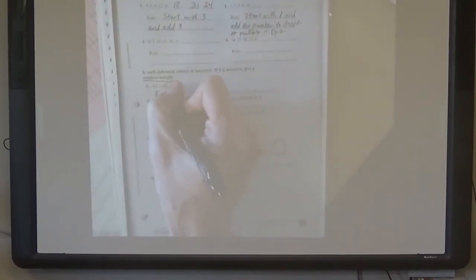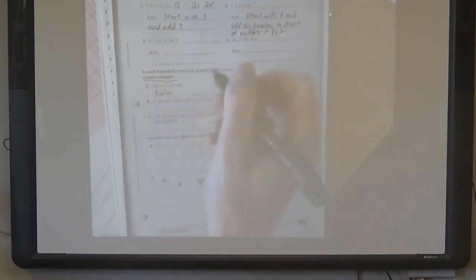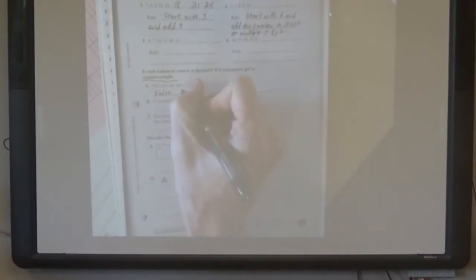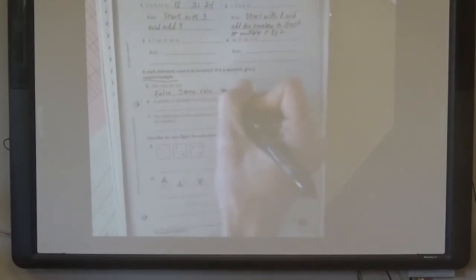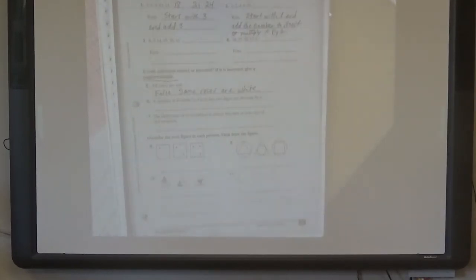So, is this true? All roses are red. Is that a correct statement? Right. It's incorrect. It's a false statement. And a counter example: some roses are white. Or pick another color. Black.